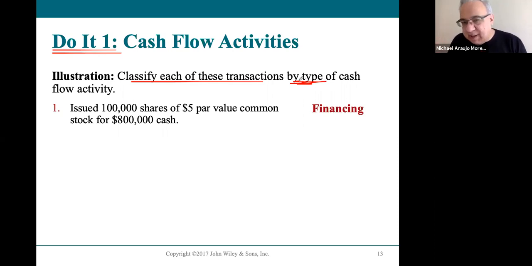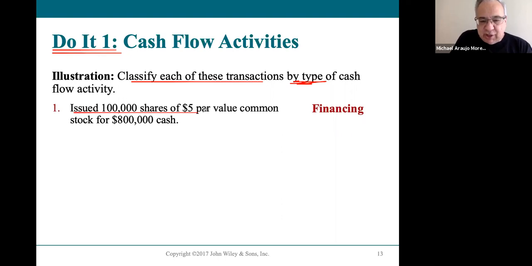Again, there's only 3, right? Operating activities, investing activities, financing activities. Operating activities tend to be around the income statement accounts, not solely, but mostly. Investing activities tend to affect assets, long-term assets, property, plant, equipment. Financing activities tend to affect liabilities and stockholders' equity. Okay? So if you can identify all of that, these will make some sense.